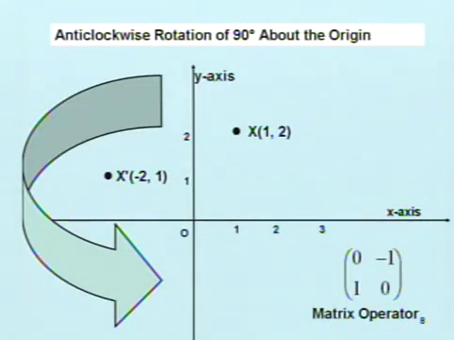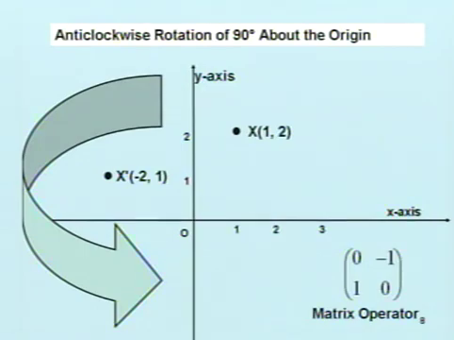Anti-clockwise rotation of 90 degrees about the origin. Anti-clockwise rotation will go contrary to the movement of the hands of a clock, as indicated with the arrow there. Let's take the point X, which is our object. X is the point (1, 2), marked there in the first quadrant. If we rotate anti-clockwise 90 degrees, that point will fall in the second quadrant. If we do the rotation with tracing paper, X, (1, 2), when rotated 90 degrees anti-clockwise, will fall exactly on X dash, (-2, 1).